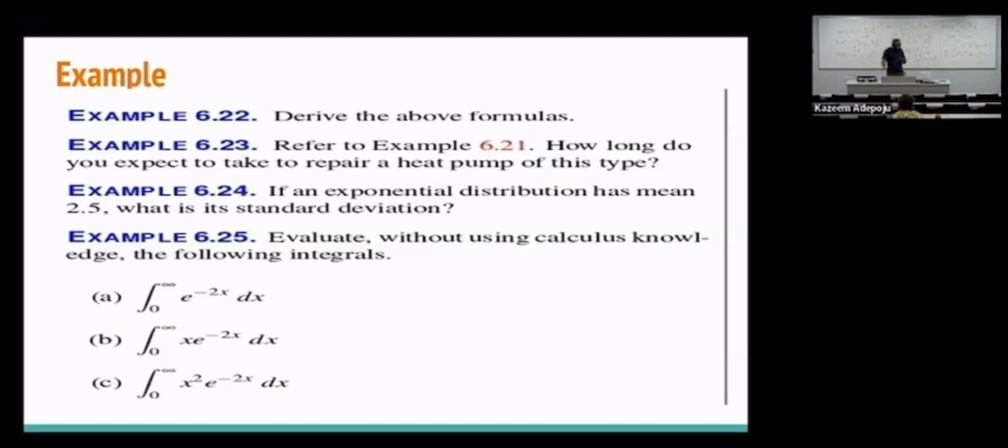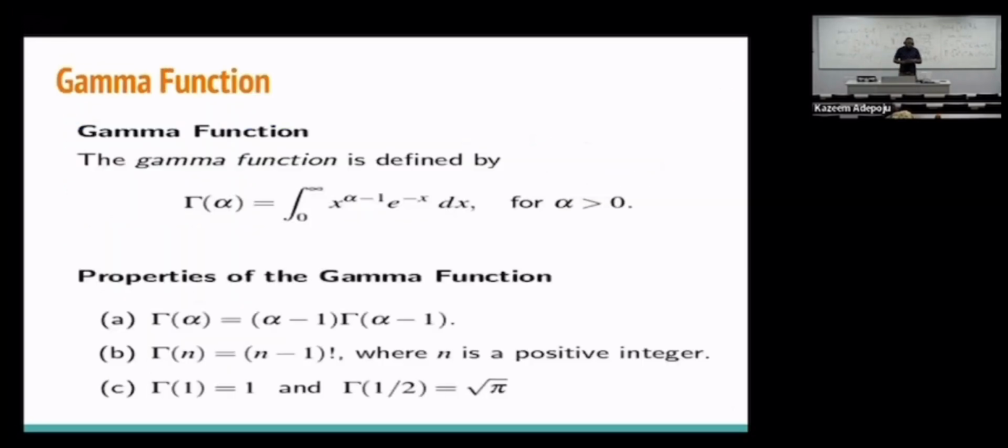And look at 6.4. If an exponential distribution has a mean of 2.5, what is the standard deviation? Is that not easy? If the mean is 2.5, the mean is beta, right? The variance is beta squared. The standard deviation will be beta, because it is the square root of beta squared. Which means the mean and the standard deviation are going to be equal. Does that make sense? Now you can try 6.25. That's basically going to be easy. So I think I'm done with the exponential distribution.